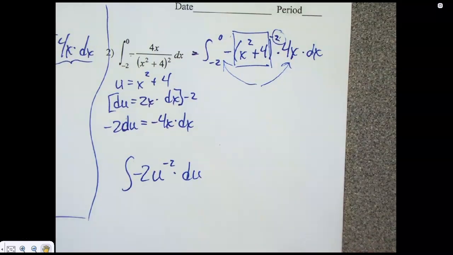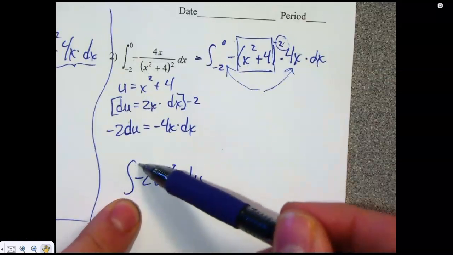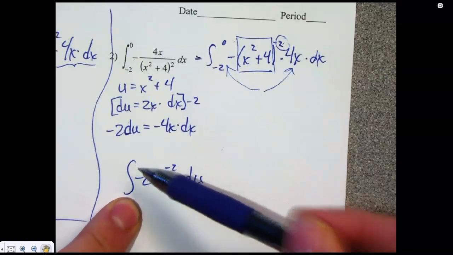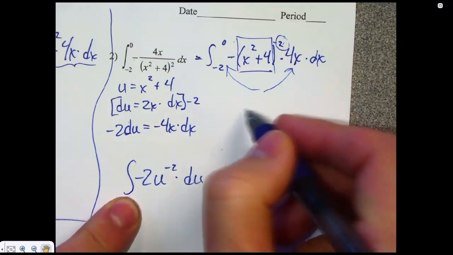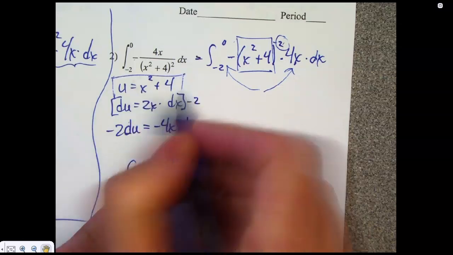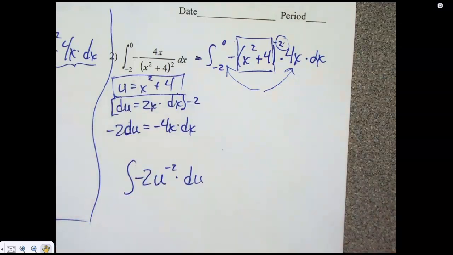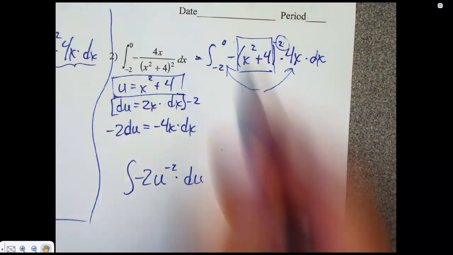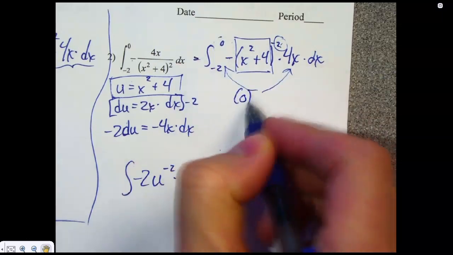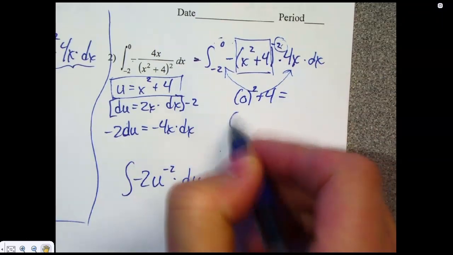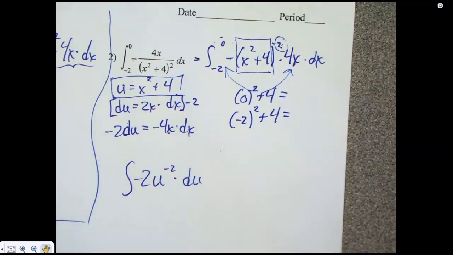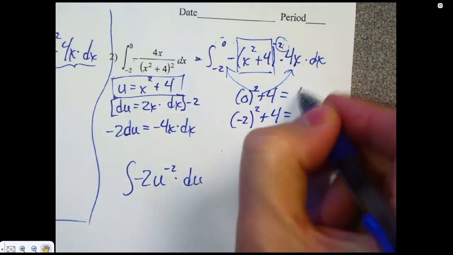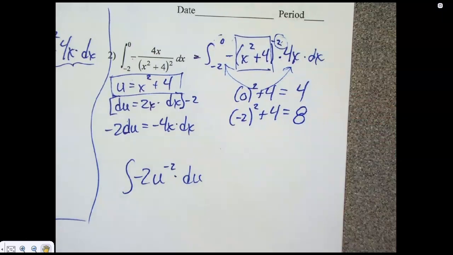But again, you cannot put 0 and -2 in these two spots because those are x values. This problem isn't in terms of x anymore, it's in terms of u. So I know that u, we defined it as x squared plus 4. So I take these two x values and I go, okay, what's 0 squared plus 4? And what's -2 squared plus 4? And those are my new boundaries. So I get 4 here and 8 here.